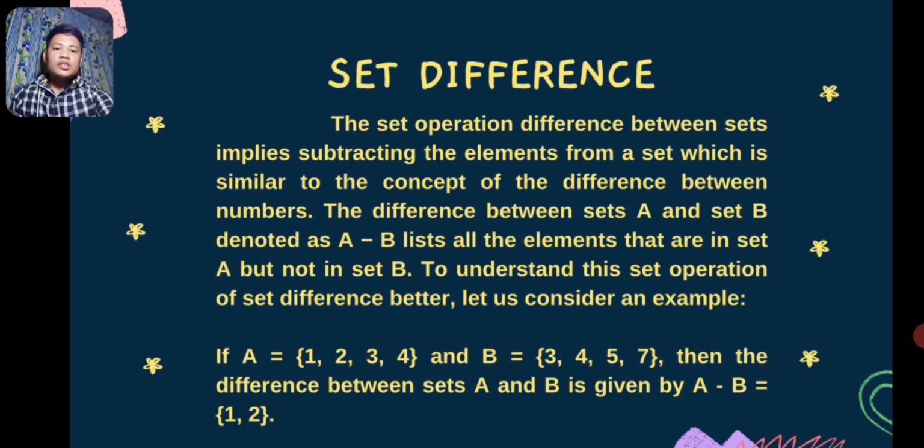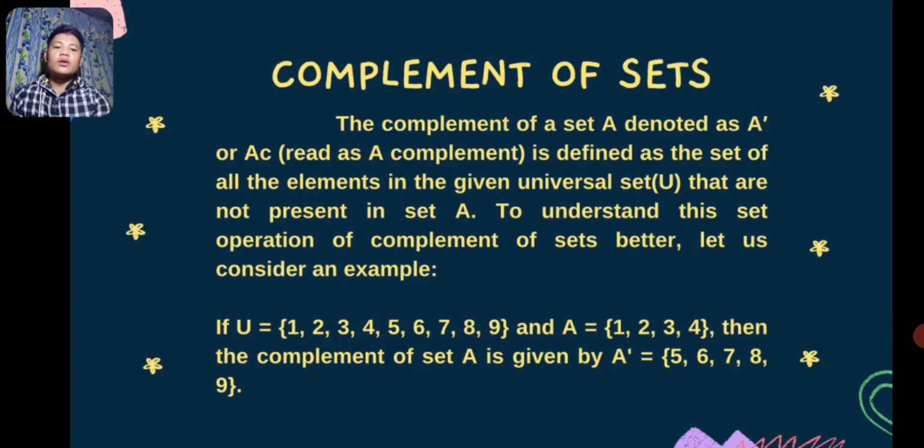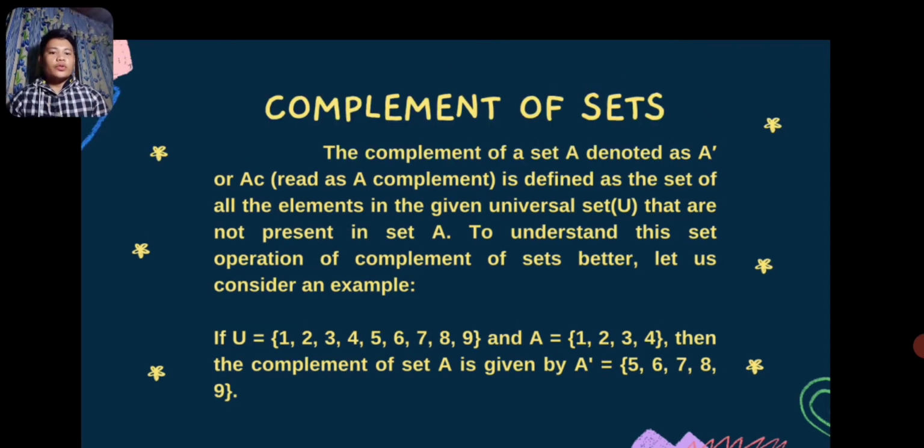So next, the last set operation, we have the complement of a set. The complement of a set A, denoted as A complement, A raised to C, or A apostrophe, is defined as the set of all the elements in the given universal set U that are not present in set A.